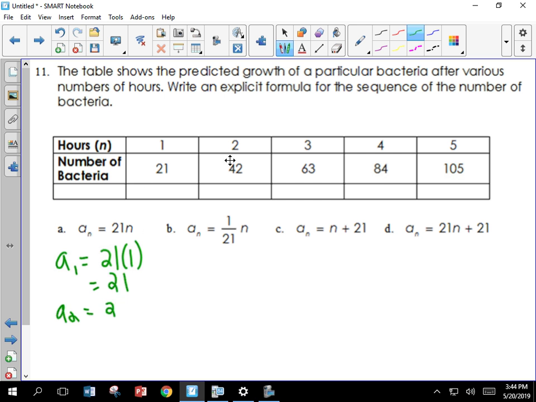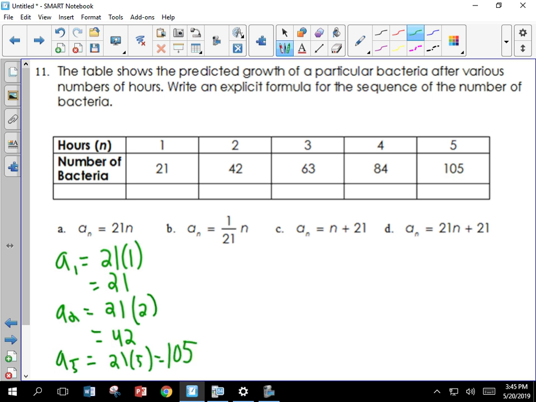So I'm going to try again since the first one matched. So I plugged in 1, got 21. Plugged in 2. 21 times 2 is 42. So far, so good. And I'm going to check one more. A sub 5. So 21 times 5 does equal 105.